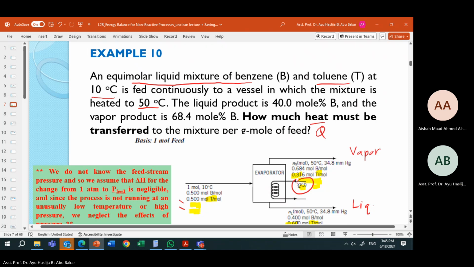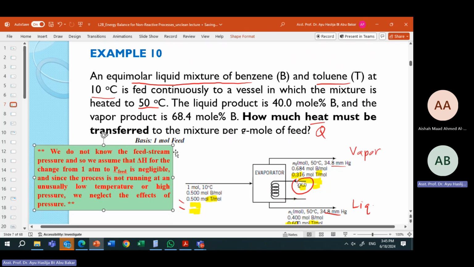Now, along the way in the calculation later on, you will see the solution ignored the pressure. This example I extracted from the textbook. It is not me who created this statement. It is from the textbook.